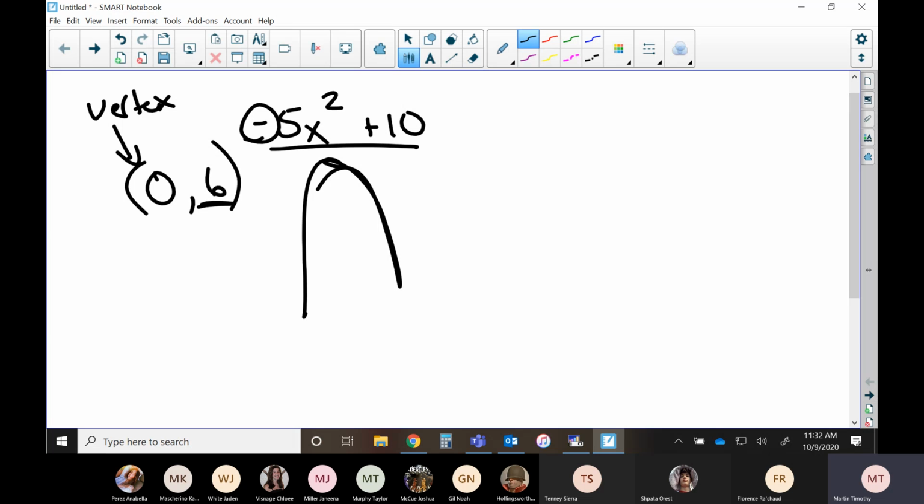What if this was a plus 5? Then it would have been facing this way, and my 6 wouldn't have been a maximum, it would have been a minimum. So you can't just tell based off of the vertex. You tell whether it's a max or a min off the A, and then what the max or minimum is, is the y coordinate from the vertex. They all work together.